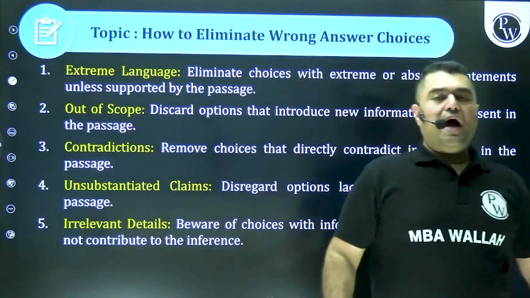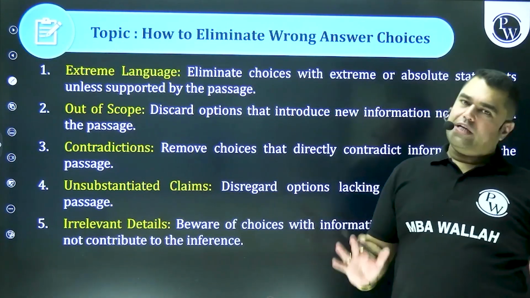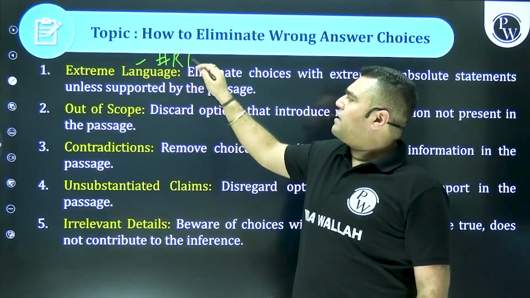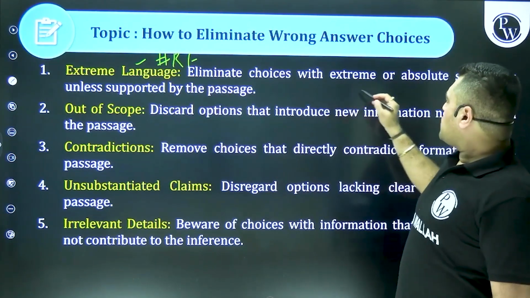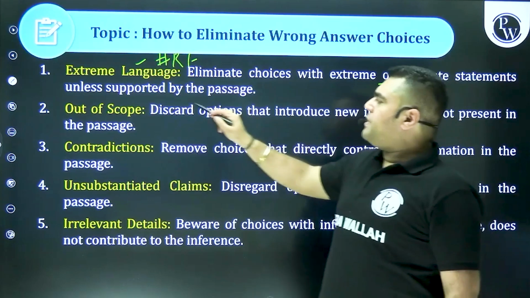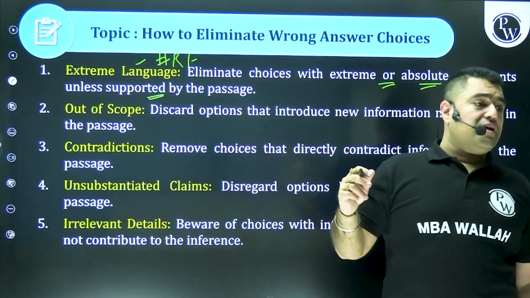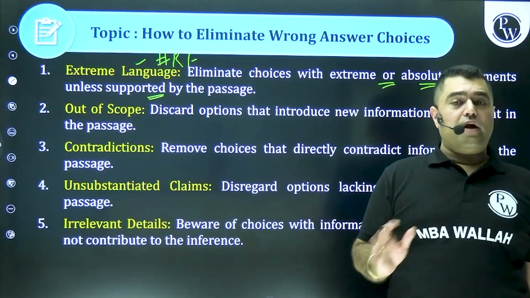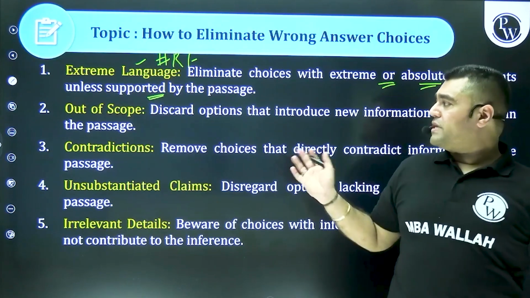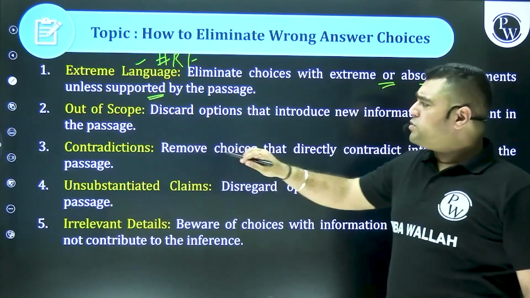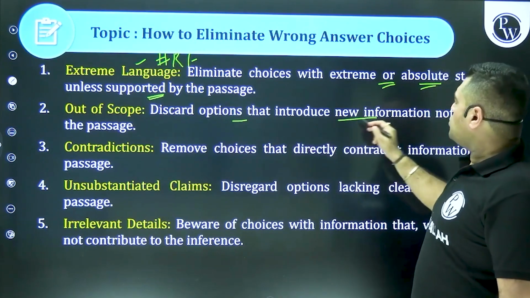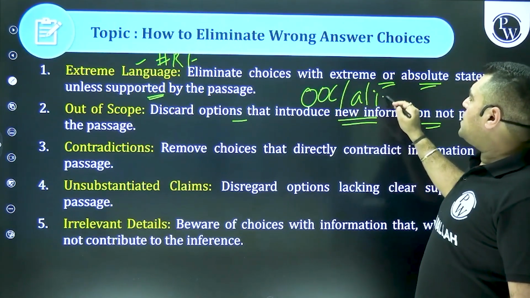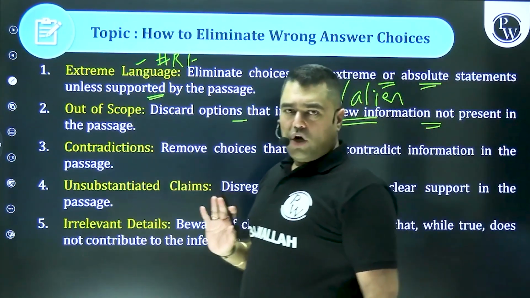What do we do? How do we eliminate wrong answer choices? Sir, ये बता दो. So beta, first of all, straight away, hashtag red flag, extreme language. Any choices with extreme, absolute statements, unless they are supported, unless and until your option is also a part of the passage, then it's okay. Otherwise, no, not at all. Then people, please be careful because it is not accepted. Acha, everything that is out of scope, scope ही नहीं है. Discard options that introduce new information not presented. So these are out of context. These are what Amit sir likes to call alien. Not needed, not bothered, leave it.